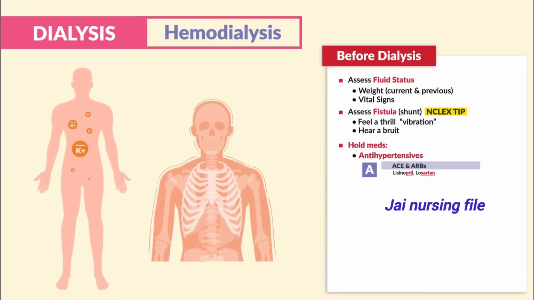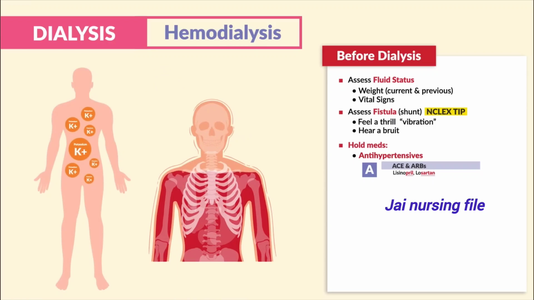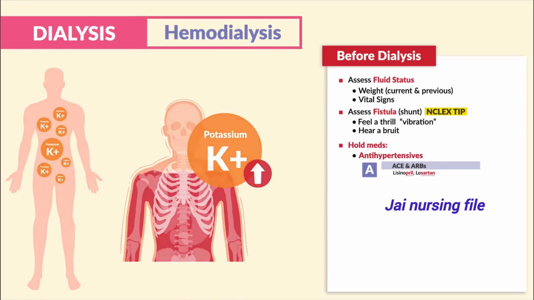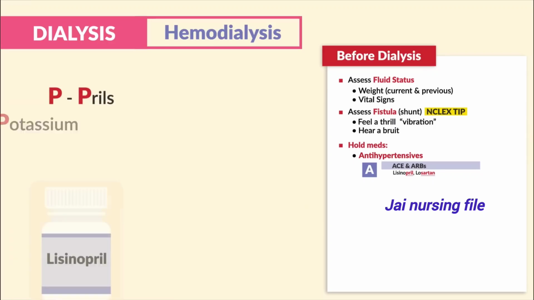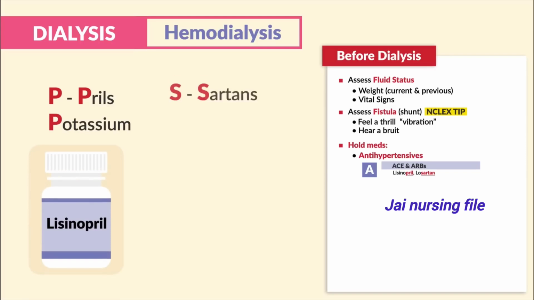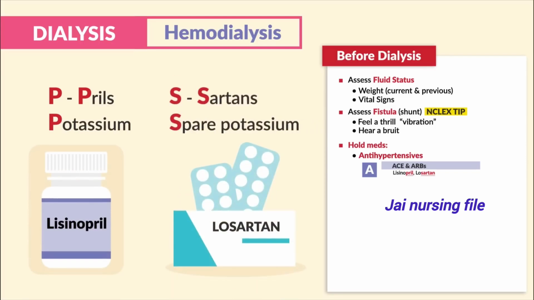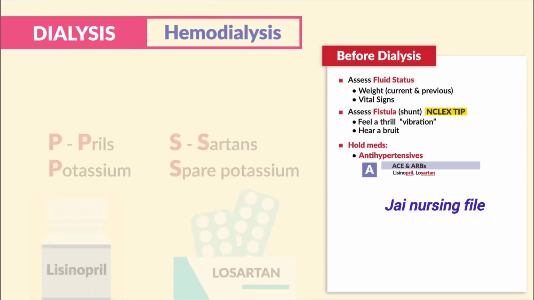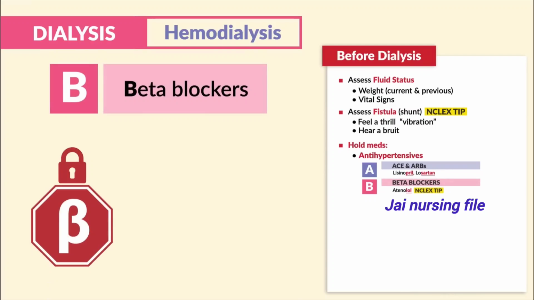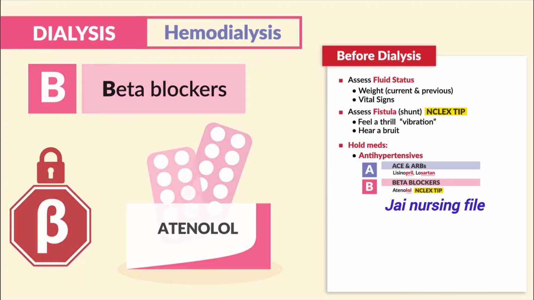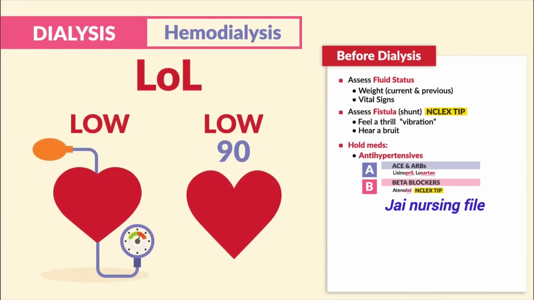Now, a little side note, both retain potassium in the body, causing hyperkalemia. So for P in prils, just think P for potassium. And the S in sartan, just think they spare potassium. Now, B is for beta blockers ending in lol, like atenolol. So just think of the double L's for the double lows. 2 L's for 2 low cardiac vitals, low blood pressure and low heart rate.